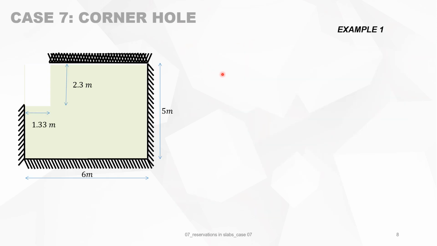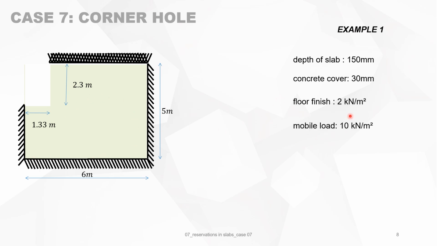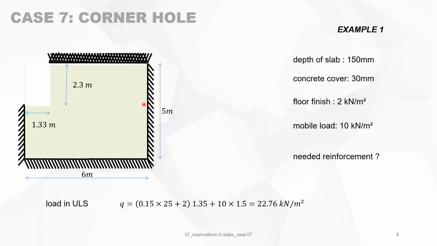Let's just give now an example. We have a slab of 5 by 6 meters with a hole or reservation in it of 1.33 by 2.3 meters. The depth of the slab is 15 centimeters, the concrete cover 30 millimeters, the floor finish, some tiles, is 2 kilonewton per square meter, and the mobile load is 10 kilonewton per square meter. And we want to know what is the needed reinforcement for this type of slab.